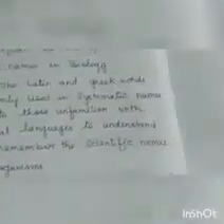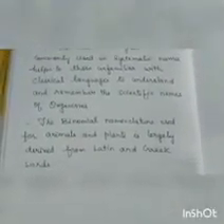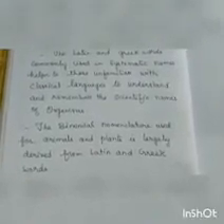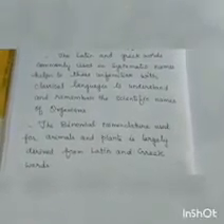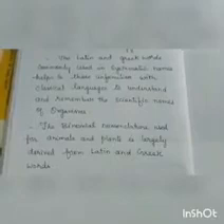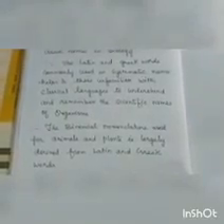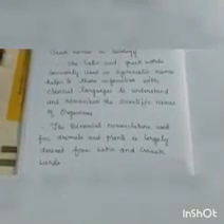Binomial nomenclature used for animals and plants is largely derived from Latin and Greek words. Bi means two names, so one genus name and one species name. This binomial nomenclature was proposed or introduced by Carolus Linnaeus.